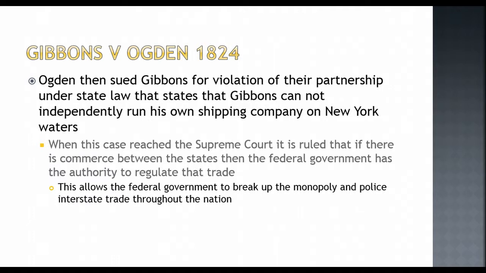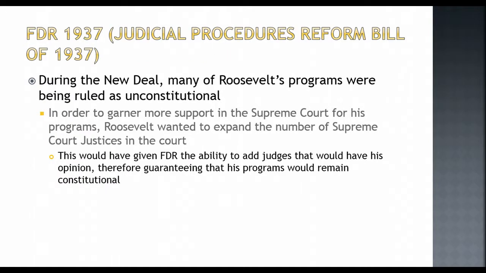And because they had the authority to regulate that trade, monopoly was illegal in this instance, and it allowed the federal government to break up this monopoly. And this once again instates, the big thing you want to take away from this is that Gibbons versus Ogden once again reestablishes that the federal government is superior to state government law, and that they have the right to regulate interstate trade. All right.